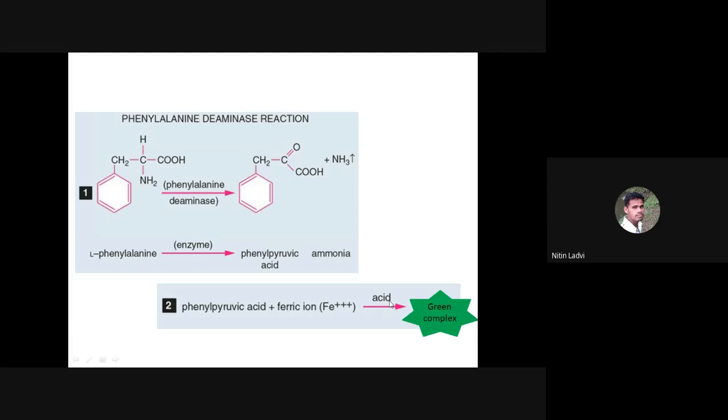Sir, could you repeat how much acid you have to add? 2.5 ml of concentrated HCl in the 10% aqueous ferric chloride solution. Okay. Yes, sir. Thank you.